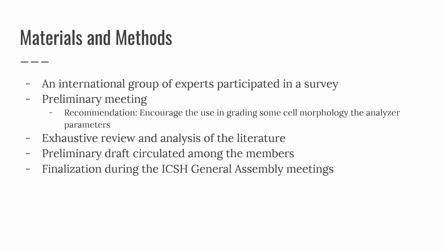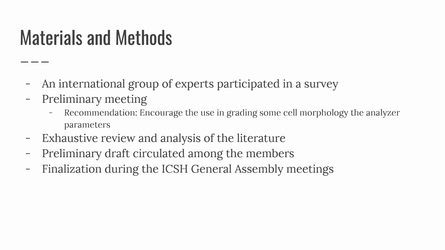So for the materials and methods and how this article came to be, an international group of hematologists, pathologists, and scientists with expertise in blood film morphology from different continents participated in the survey, and the results were discussed in a full-day meeting in New Orleans. This preliminary meeting resulted in a consensus agreement on red cell, white cell, and platelet nomenclature, with suggestion to include a short description of these cells and morphological abnormalities, and a proposal to develop a grading system for these cell types.